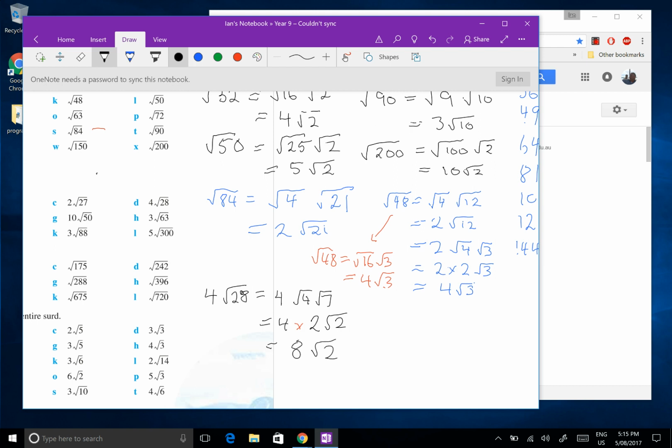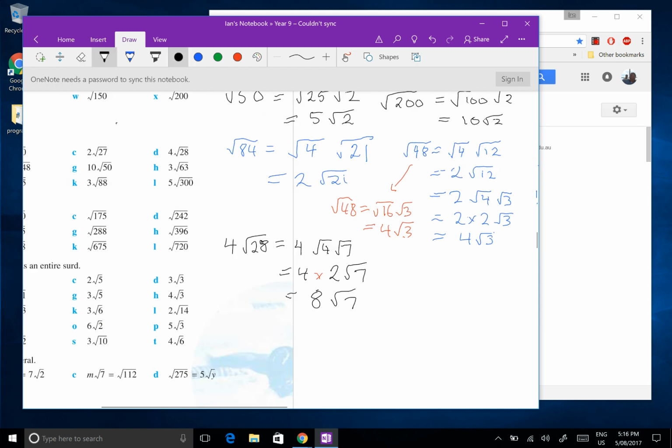And that's question 4. I'm just checking to make sure I've got the right answers because I've got the answers on the other computer. Question 4D, 8 root 2. 8 root 7, I changed this. Silly. And that, I changed that. Shouldn't have changed that. There we go. That was silly of me.